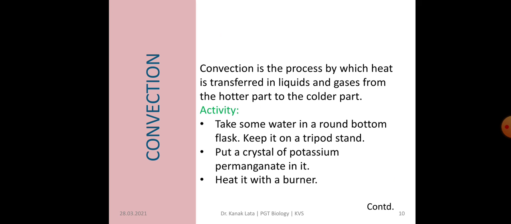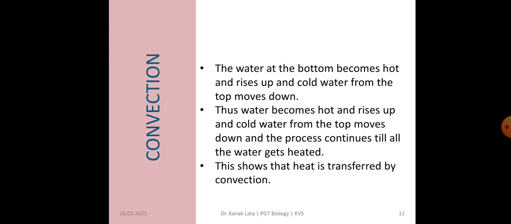Take some water in a round bottom flask, keep it on a tripod stand, put some crystals of potassium permanganate in it and start heating with the burner. You will observe that the water at the bottom becomes hot first, and hot water is always lighter, so it rises up, and cold water from the top moves down. Thus water becomes hot and rises up, and cold water from the top moves down.